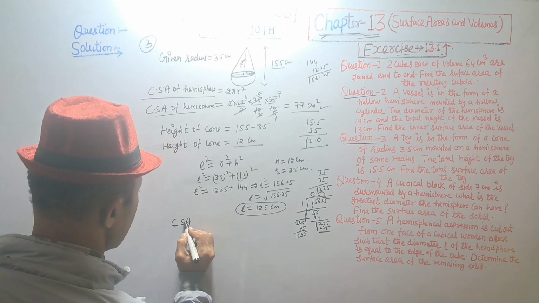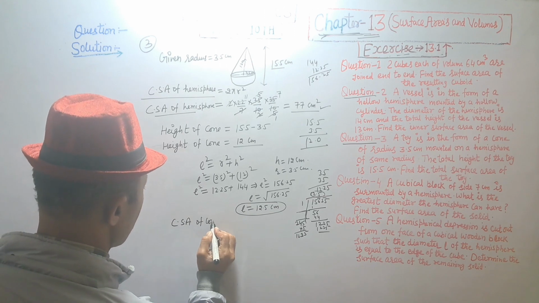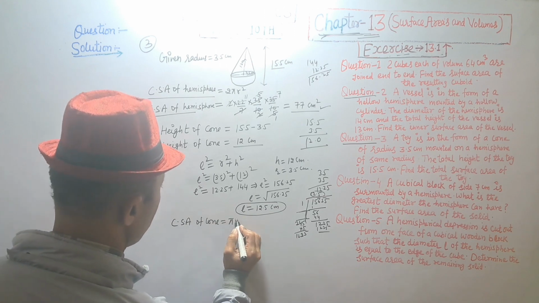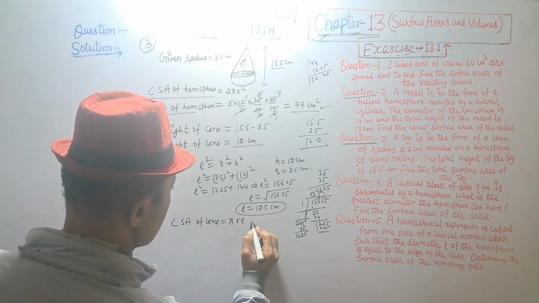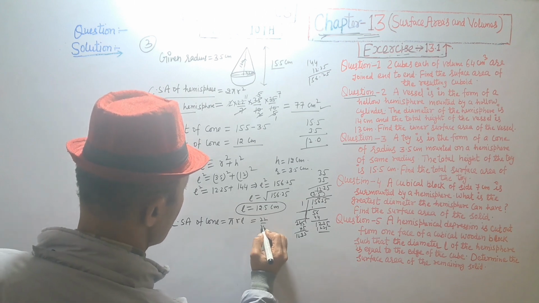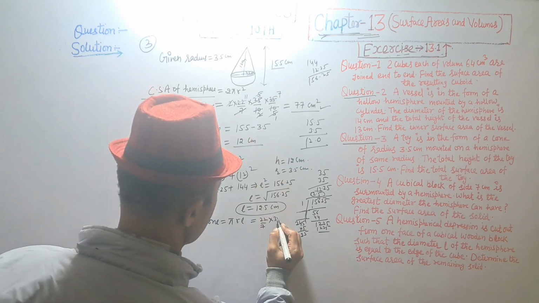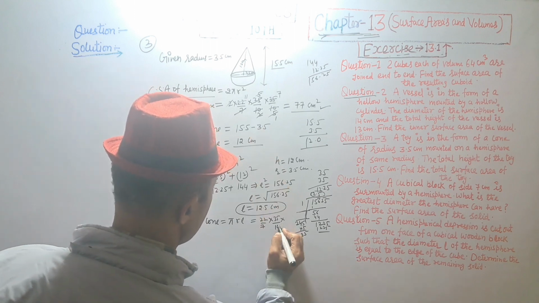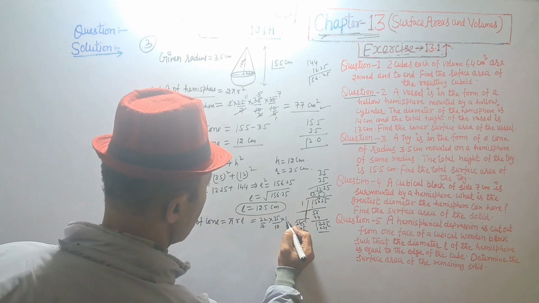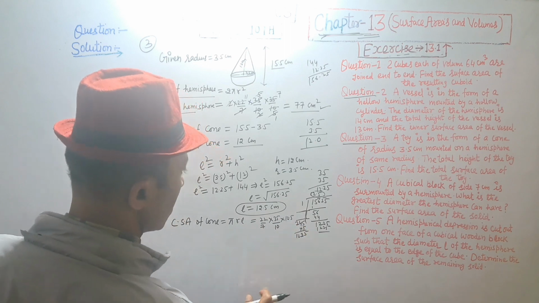Curved surface area of cone is equal to pi r L, that is equal to 22/7 into radius 3.5, that is 35/10, and slant height we get 12.5.